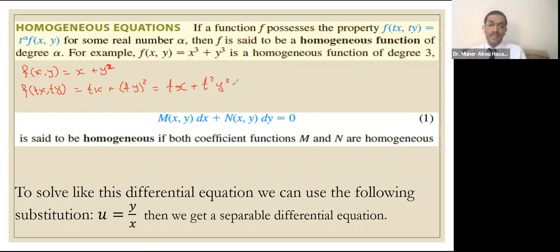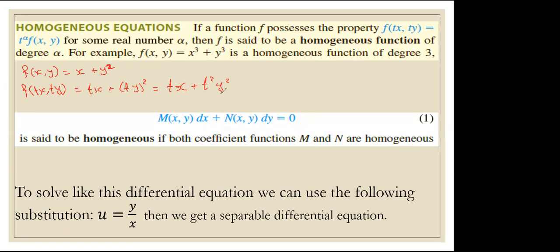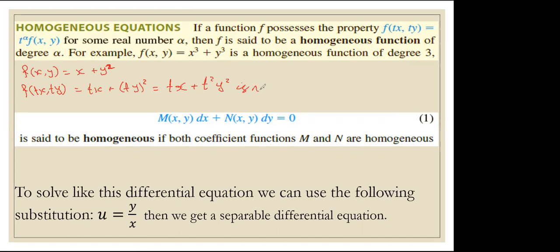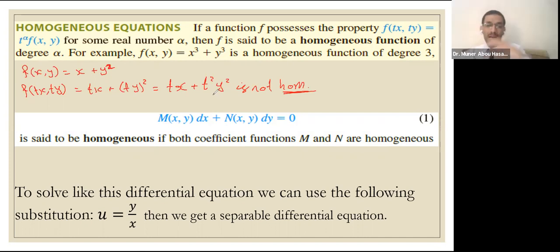Now, can I take all the t as a common factor? No. What do you think? No. So this function isn't homogeneous. So if you can take all the t as a common factor, you will say that this function is homogeneous. If you can't, the function isn't homogeneous.